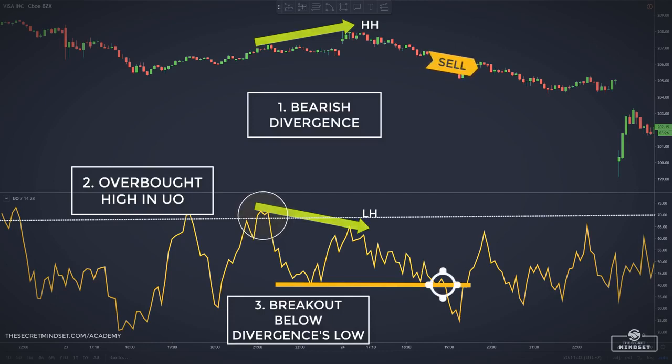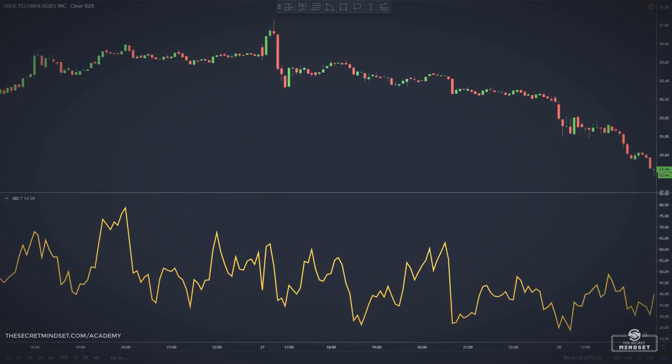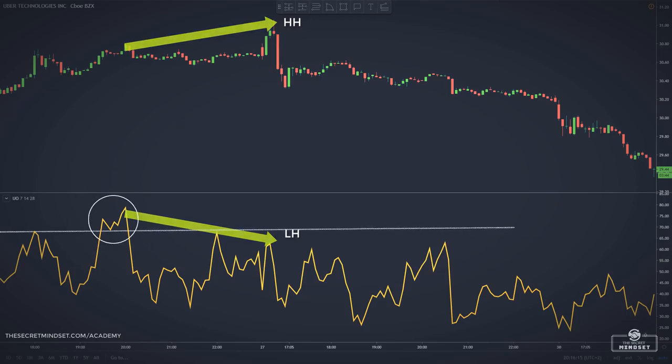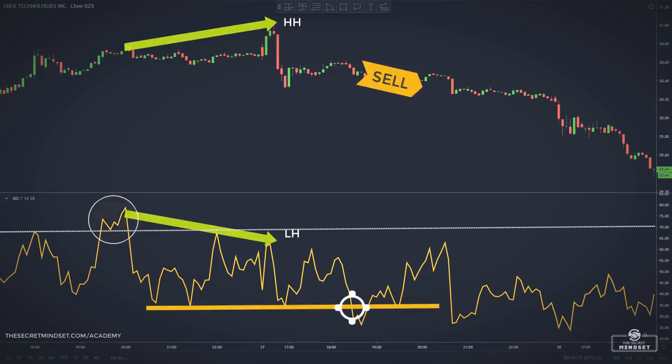As in the case of a buy signal, if you want an earlier entry, pull the trigger when the ultimate oscillator moves below its 50 level. And here's another example. The stock surged to a new high, but the ultimate oscillator failed to confirm this high and formed a lower high. Also, notice that the indicator became overbought here. The breakout below the divergence low confirmed the bearish signal, and the price declined sharply afterwards.